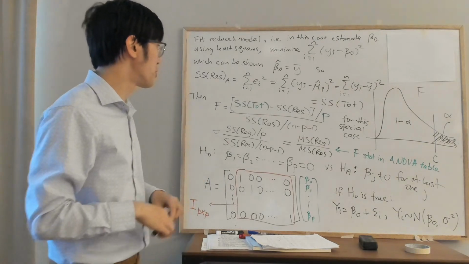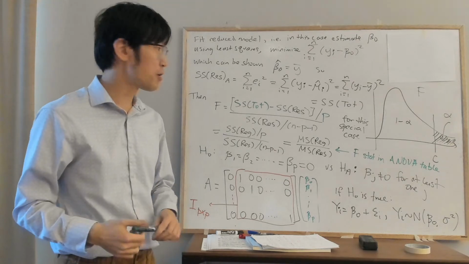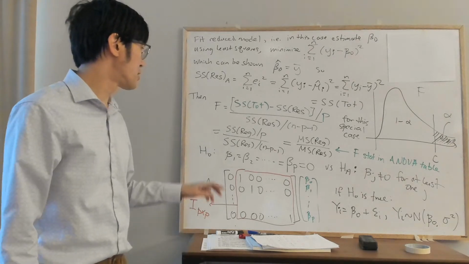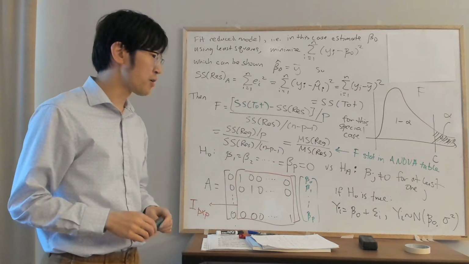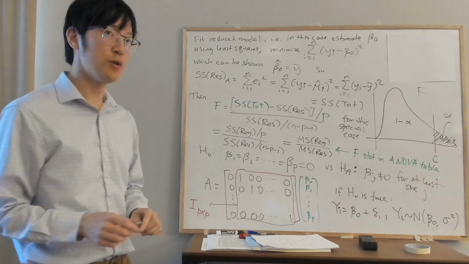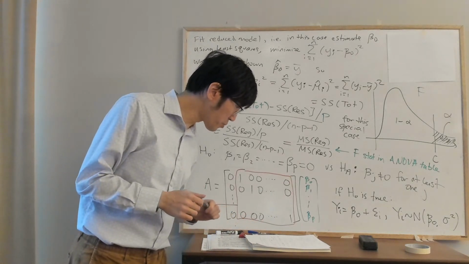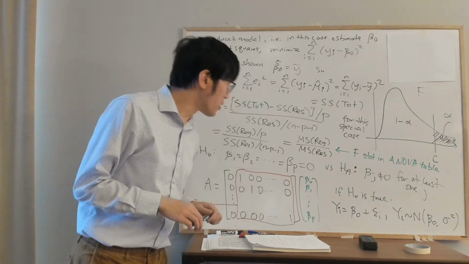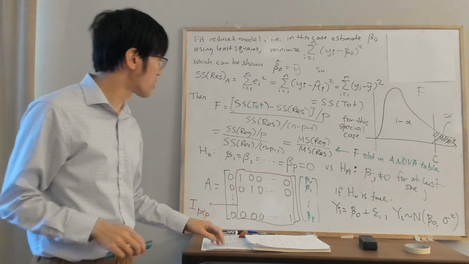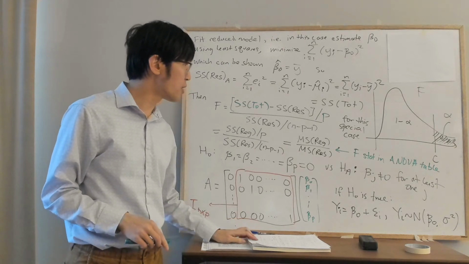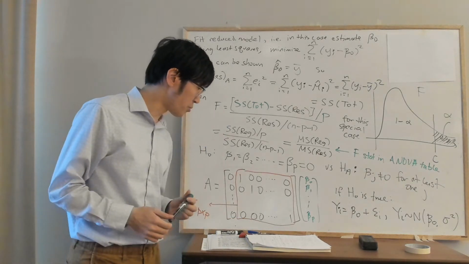And so the default ANOVA table gives us the information necessary to carry out the test of hypothesis of whether overall any of the predictors are useful in the regression model. So this summarizes and concludes the discussion of the F test and the special case of the F test in our ANOVA table.